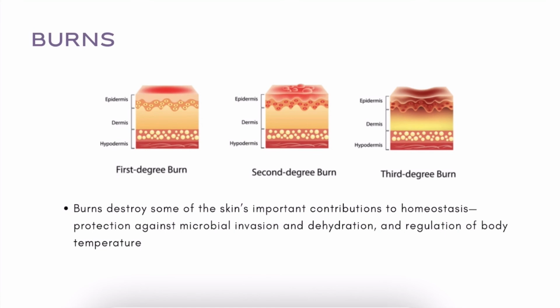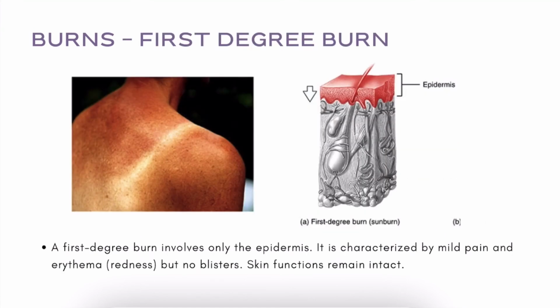degrees of the burns. So we have the first degree burn, which involves only the epidermis. It is characterized by mild pain and redness but no blisters. Generally, a first degree burn will heal in about 3 to 6 days and may be accompanied by flaking or peeling. An example of a first degree burn is a mild sunburn.